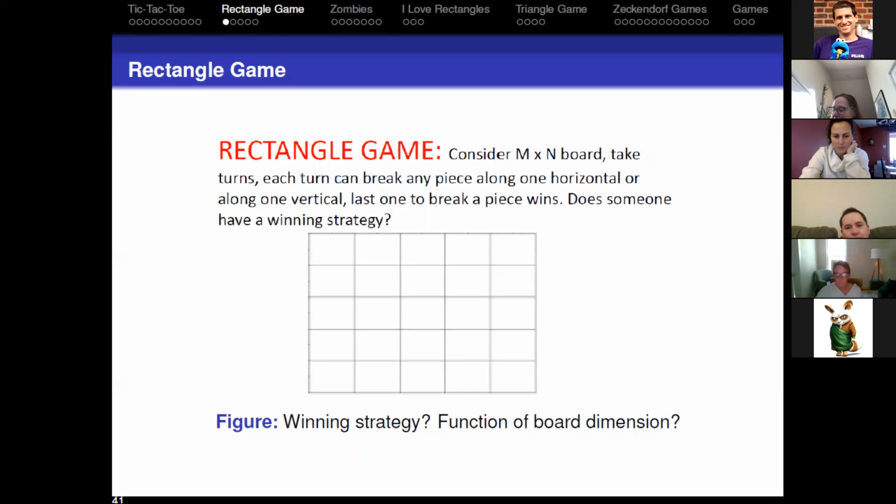The way it works is you take an M by N board, and on each turn, you can break along a horizontal or along a vertical. To break wins. Does someone have a winning strategy? So what is it? And does it depend on the size of the board?